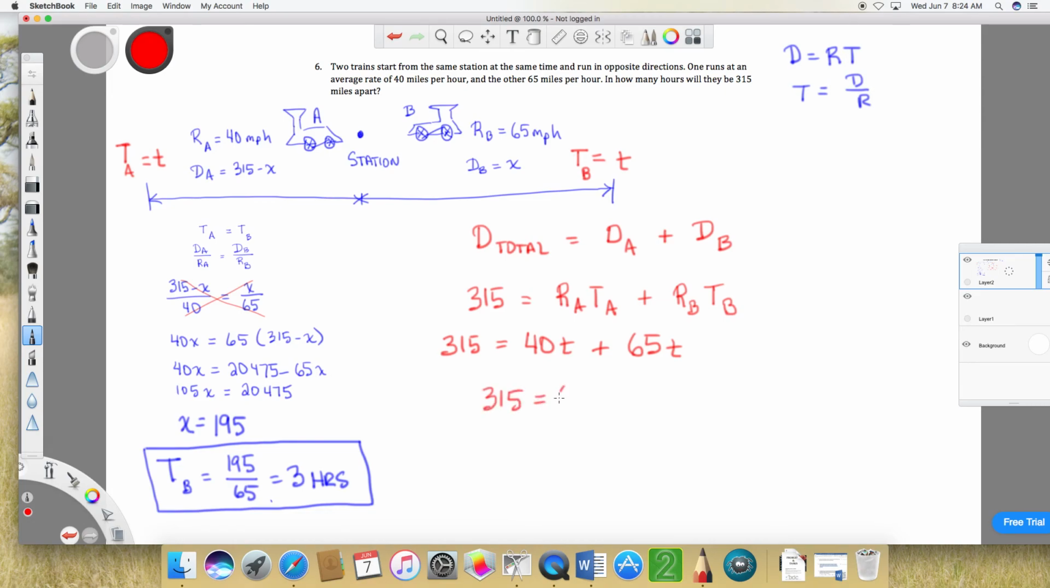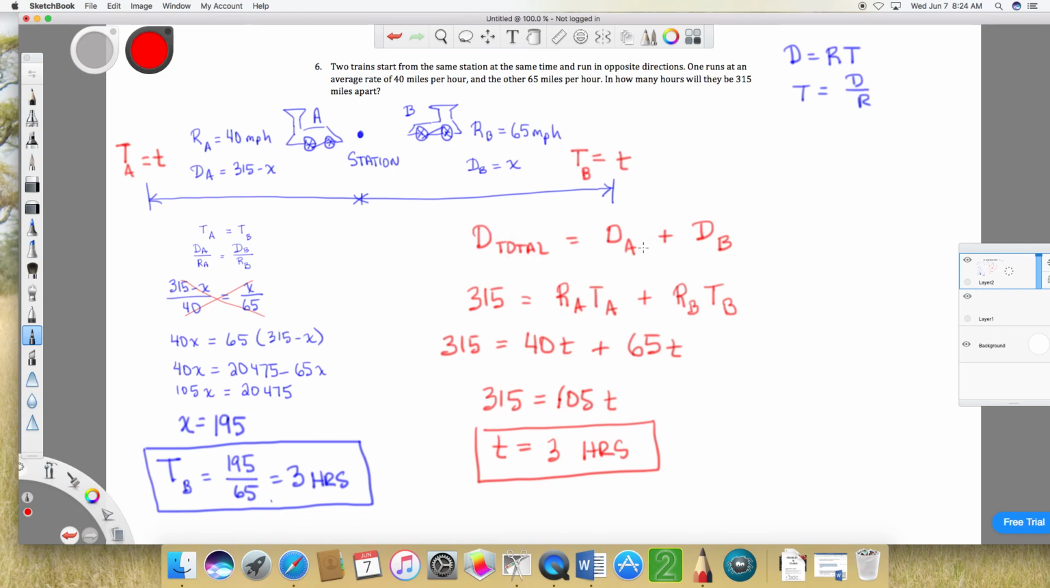So 315 is equal to 105 times t. And so 315 divided by 105 should be 3. Yep. So two different ways to get the same answer.